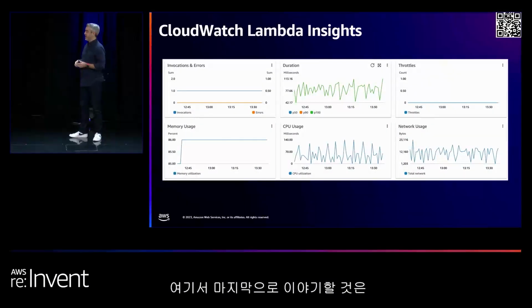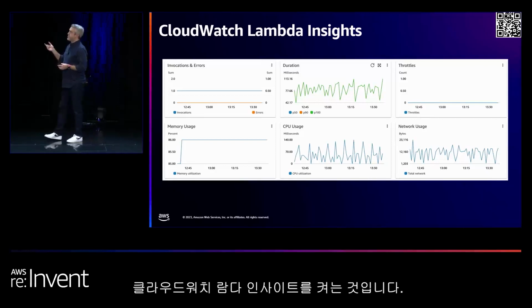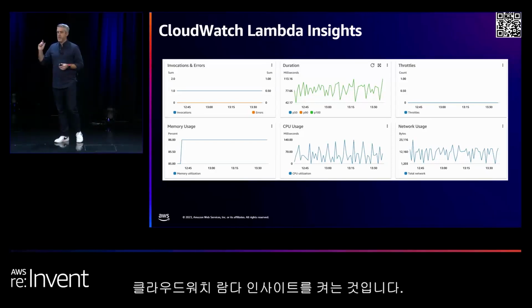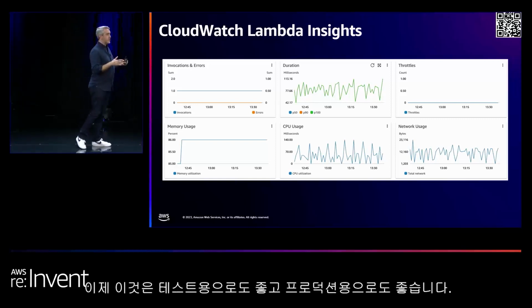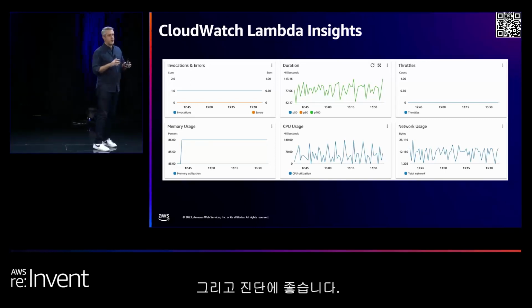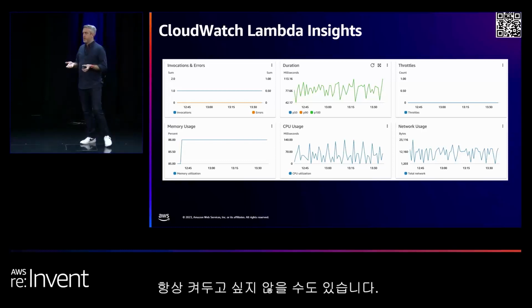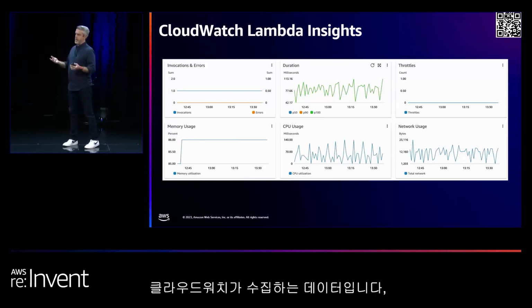And the last thing I'll talk about here is another thing that you can do: turn on the CloudWatch Lambda Insights. Lambda Insights gives you more data about how your Lambda functions perform. Now, this is good for testing and good for production and good for diagnosing things. Maybe you don't want to keep it on all the time. You are going to be paying for this data that CloudWatch collects.